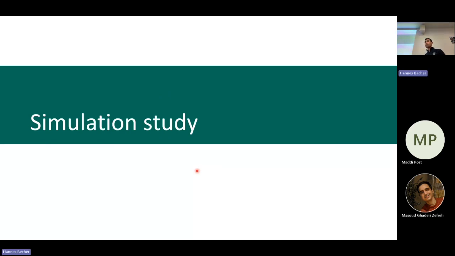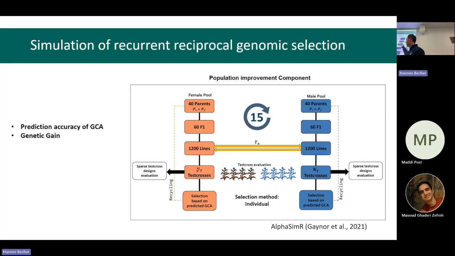We did a simulation study. We ran this hybrid breeding scheme. You can see the number of parents, number of crosses, and number of candidates. These numbers come mostly from what the hybrid breeders at DCG are using, a bit more than 1,000 candidates. Then we applied and compared all the Sparse crossing strategies with a conventional one. We were interested in checking the prediction accuracy, but also the genetic gain with these Sparse crossing strategies.